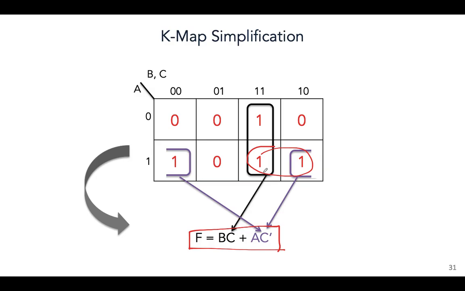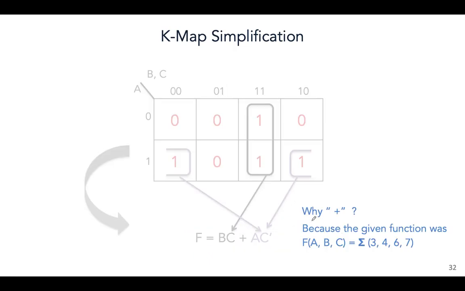All right. Now, what's important to understand at this point is this plus sign. Why have we used a plus sign? Why are we using plus? And that is because the given function was this. The given function was written in terms of min terms. There was a summation sign, which is why our expression here has plus. Again, the significance of the summation sign and plus will become simpler as we proceed.